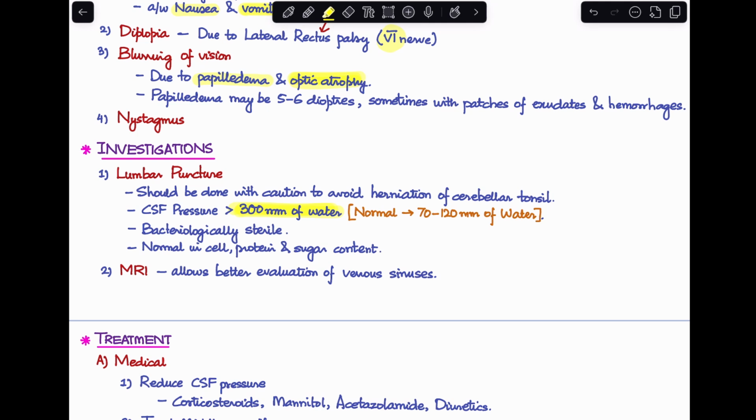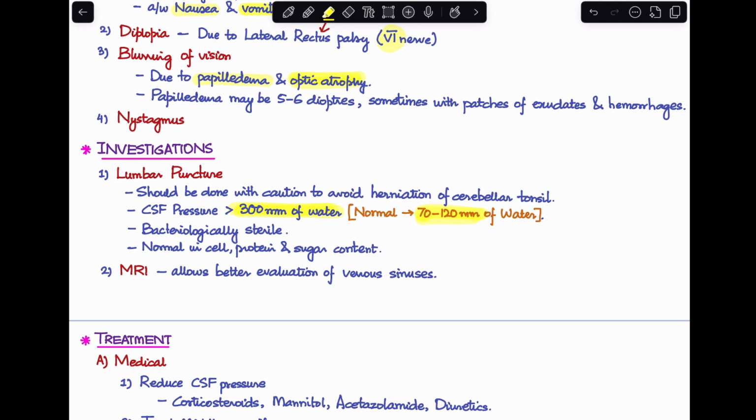Now, what is normal CSF pressure? Normal CSF pressure is 70 to 120 mm of water. So you can see how the pressure over here is excessively high. This is the cause for the raised intracranial tension over here. And the rest of the CSF findings will be normal. It will be bacteriologically sterile, normal in cell count, protein, and sugar content. Secondly, we'll perform an MRI to help in better evaluation of the venous sinuses.